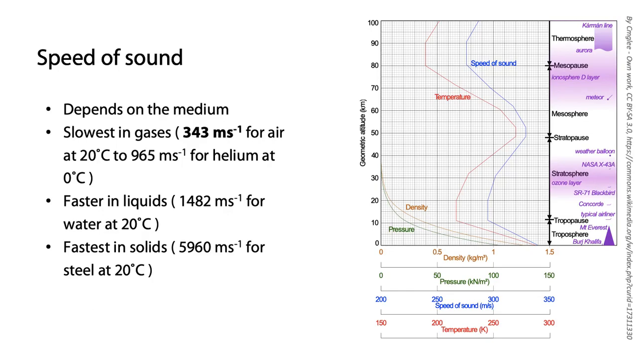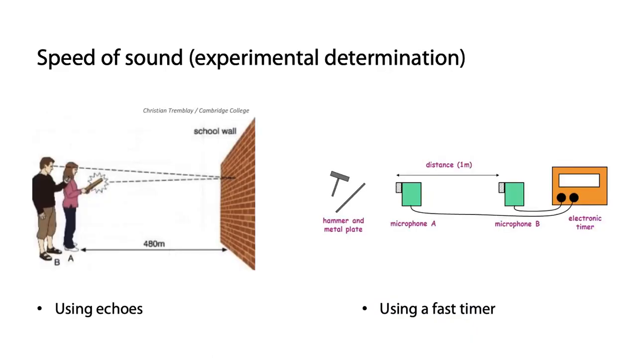They don't have bonds between them. Whereas in liquids, it's faster, and in solids, it's much faster again. How do you measure the speed of sound?